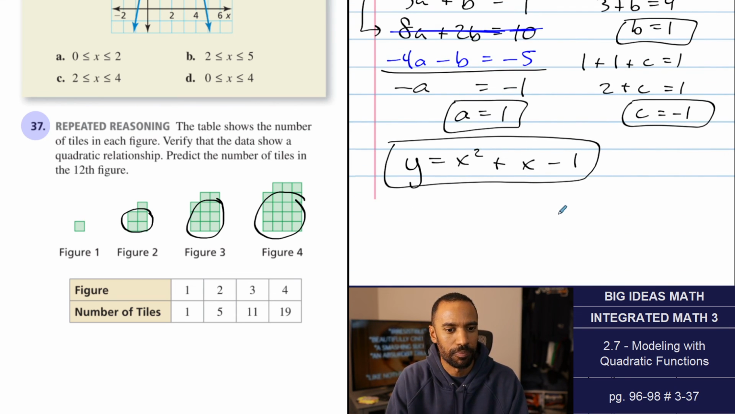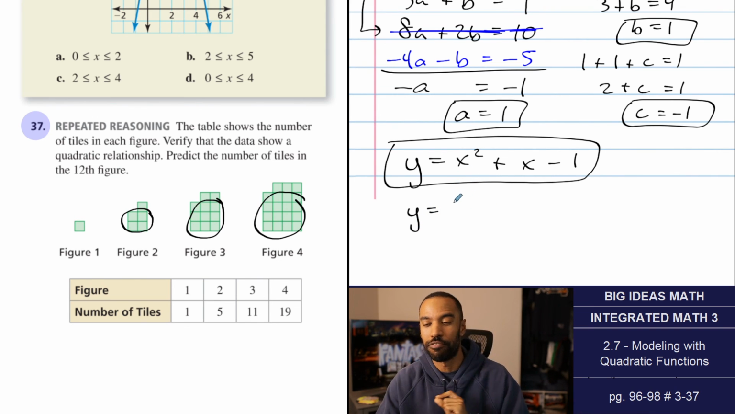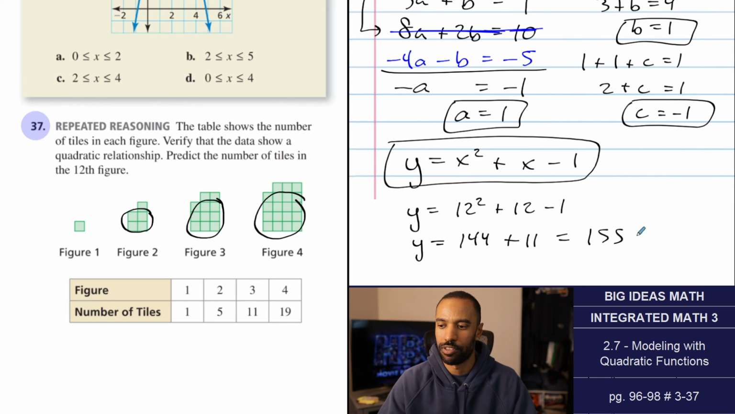Awesome. There's my equation. Predict the number of tiles in the 12th figure. Well, it would be 12 squared plus 11, so 140, so 155. So 12 squared plus 12 minus 1. Oh, I guess we're calculating that anyway. 144 plus 11, which is 155 tiles.